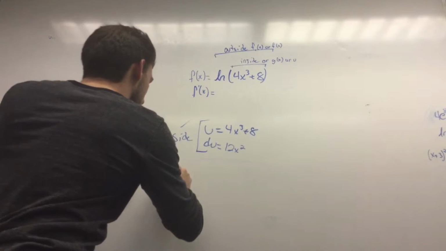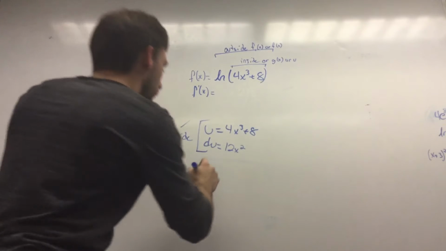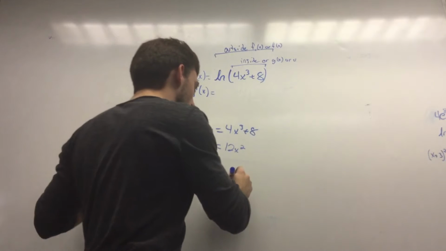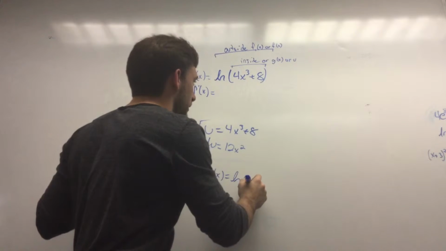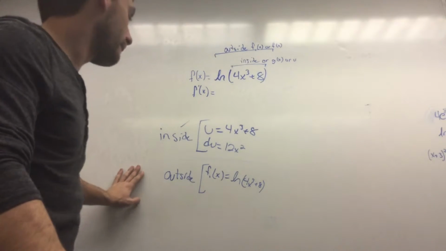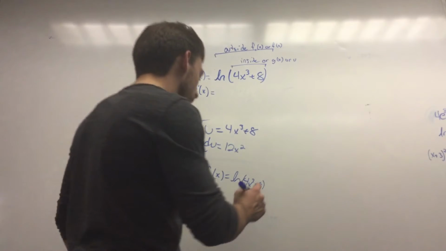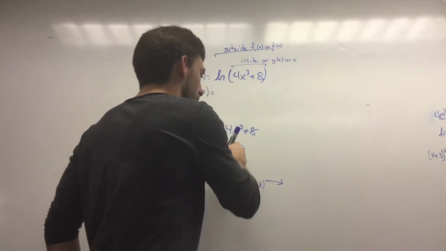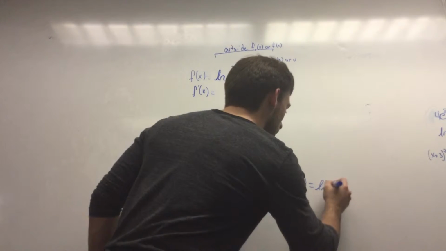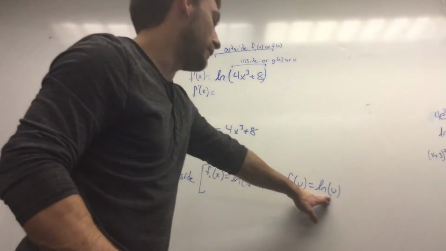Now I need the outside. The outside is going to be my f of x, which is my natural log of 4x to the third plus 8. In this case, it happens to be our entire function. Now we need to sub in for u, though. So I found my u, so my f of u is equal to natural log of u.